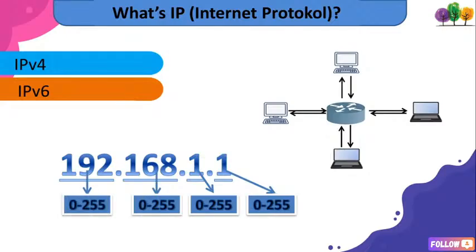So if there are two computers with the same IP, there will be IP conflicts in the network. So in order to prevent this, DHCP, or Dynamic Host Configuration Protocol, is used. And what DHCP does is assign a different IP to each computer. So therefore, you don't have an IP conflict, right?